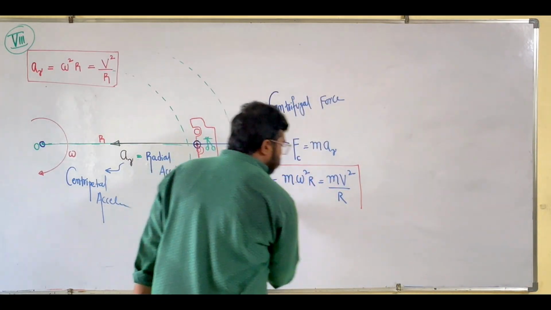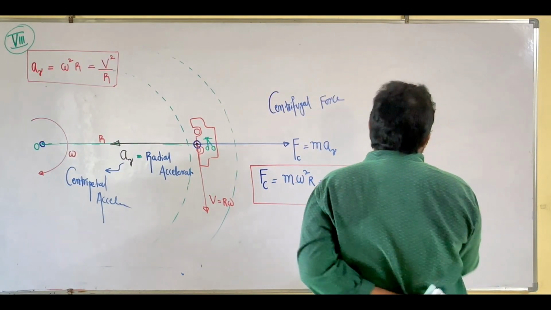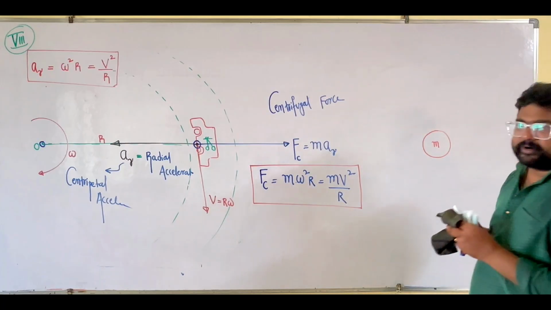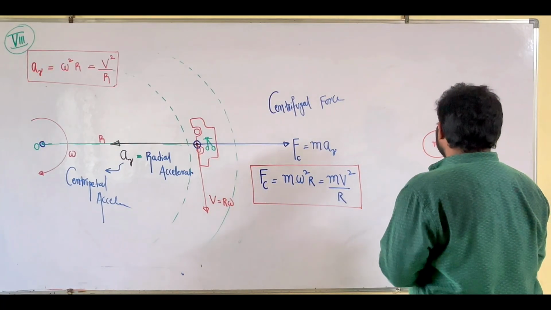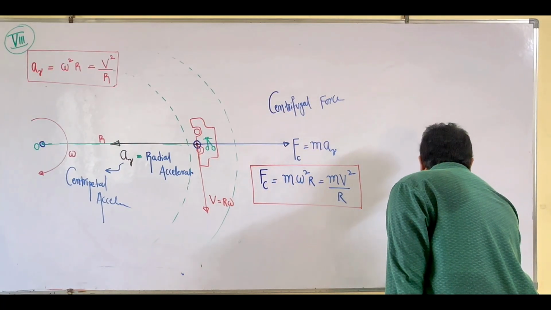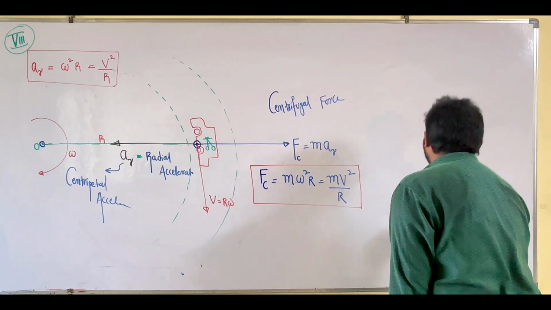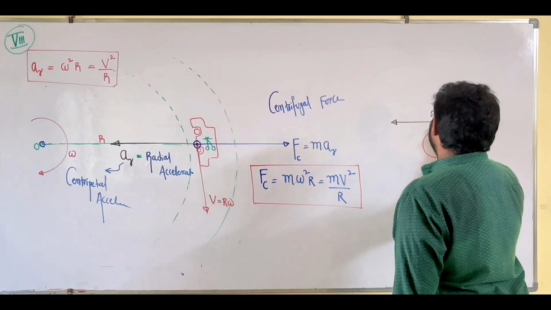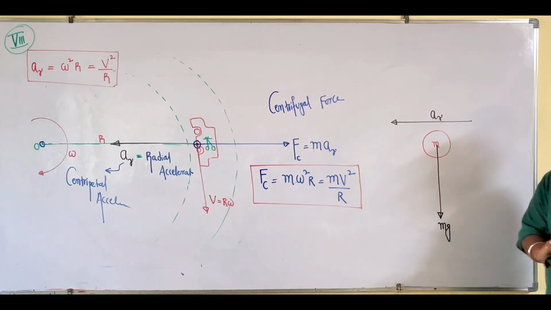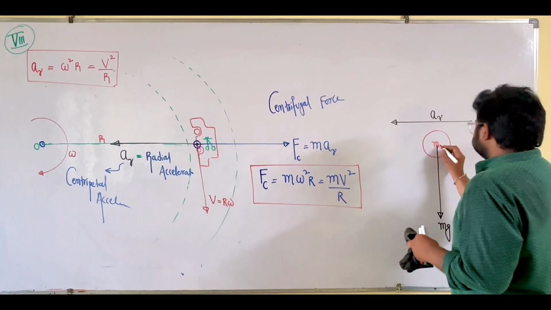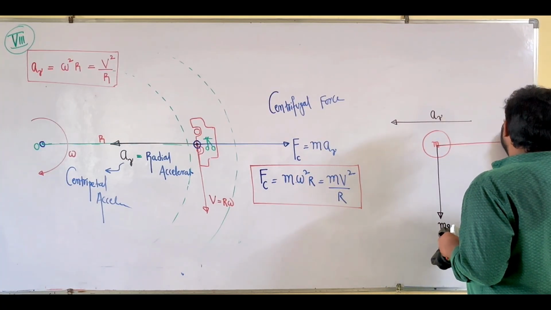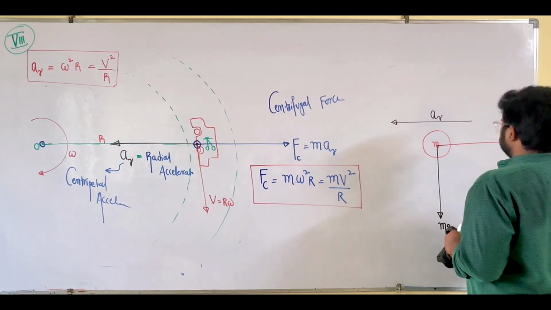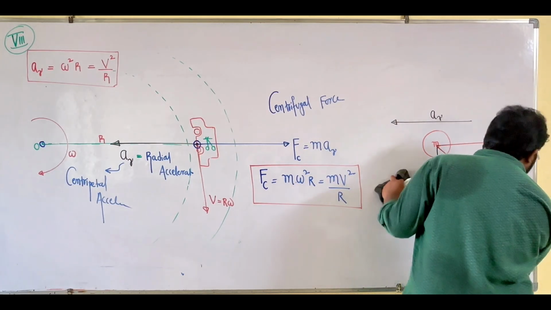So now we need to calculate g effective. Mass of the ball. Weight always acts in the vertically downward direction. Centrifugal force is mv square by r. What is the F net acting on this?